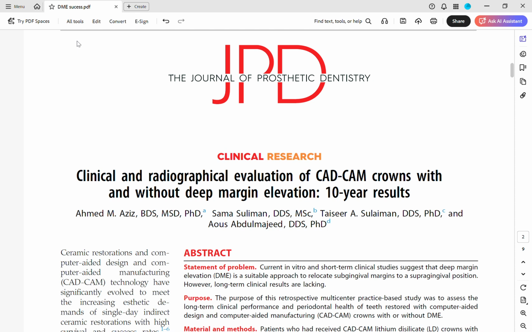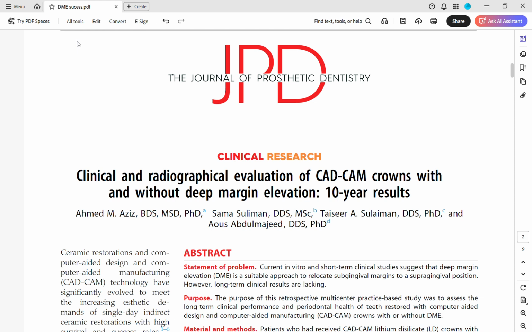They collected patient information from 7 private practices and included patients indicated for a crown with and without margin elevation. They excluded patients with poor oral hygiene or active periodontal disease, and the treatment was performed by an experienced prosthodontist. For the sample size, they included 380 patients, which have 426 teeth that received crowns. And there are two groups in this article.